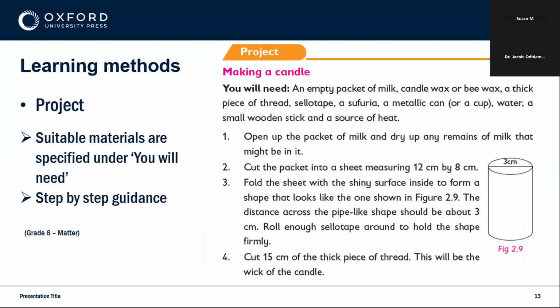So this is a very important learning method, that is reading a story of real life situations. The next learning method is projects, as we had mentioned. It requires more time than the time provided in the lesson. So here we have learners making a candle. Making a candle needs a lot of time. Again, in the learner's book, for the project, the materials are specified for the learners, and also step-by-step guidance with some illustrations.